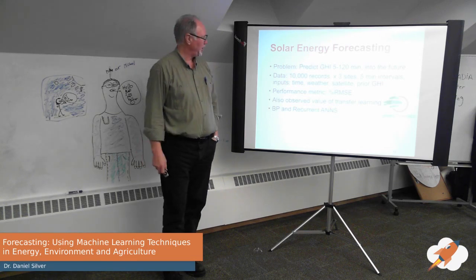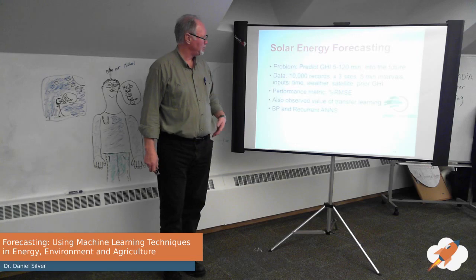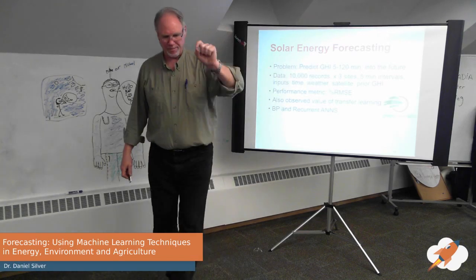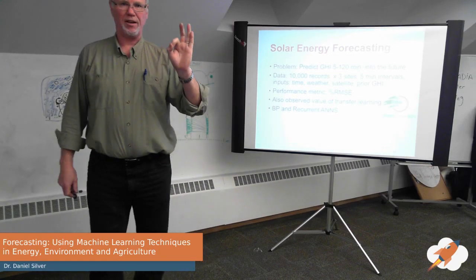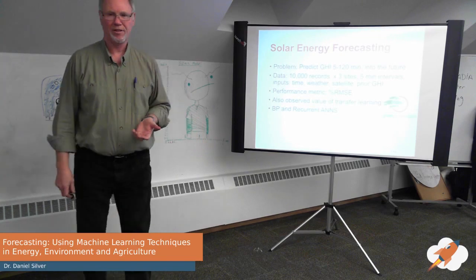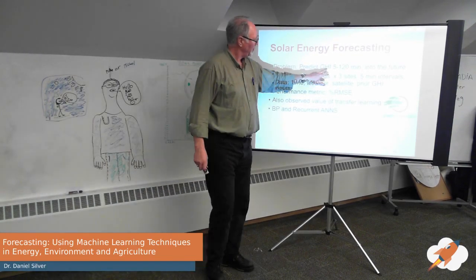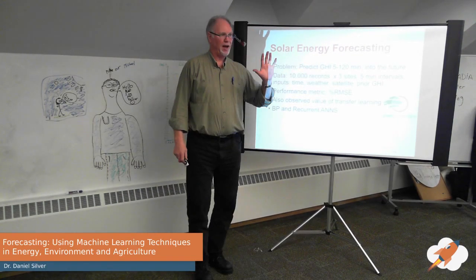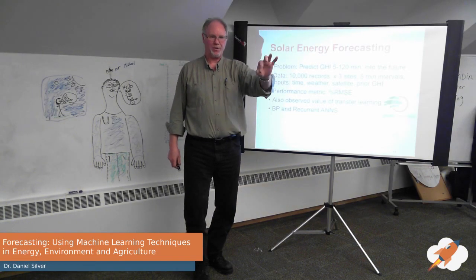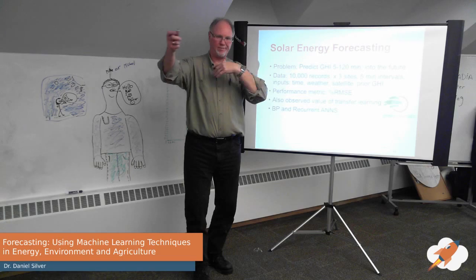Their problem, they gave it to us, was to predict essentially how much energy is focused from the sun at a point on the planet. It's actually called the global horizontal irradiance. That's what GHI stands for. And they wanted to be able to predict 5 to 120 minutes out from now how much energy is going to be directed at our solar power plant.